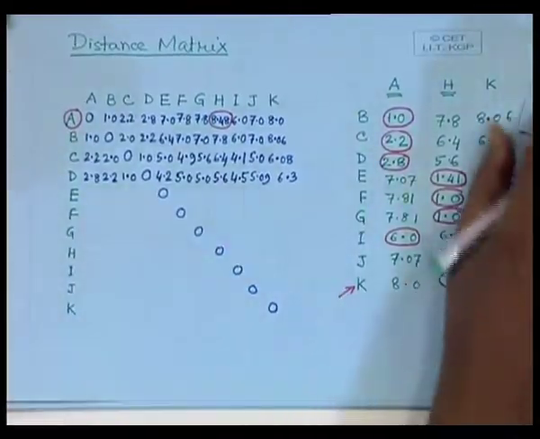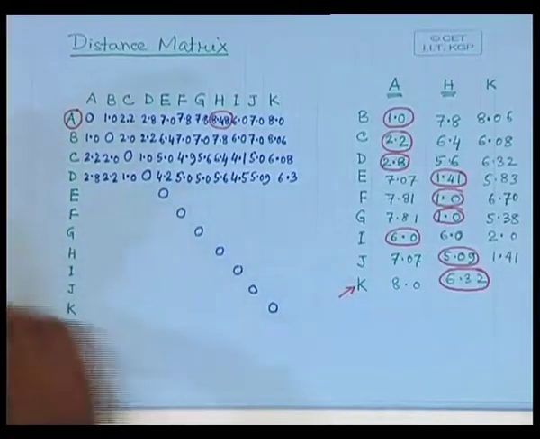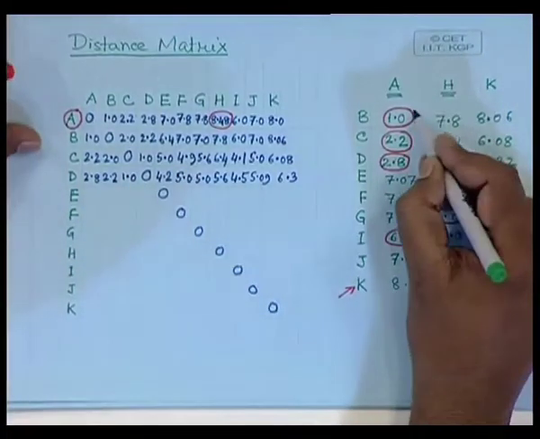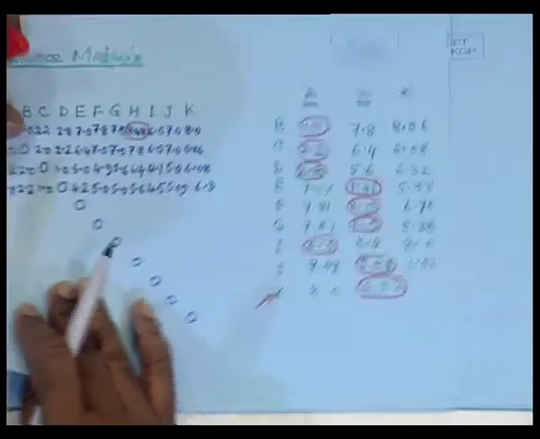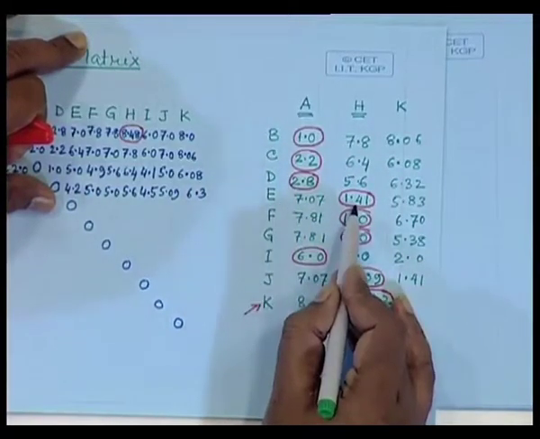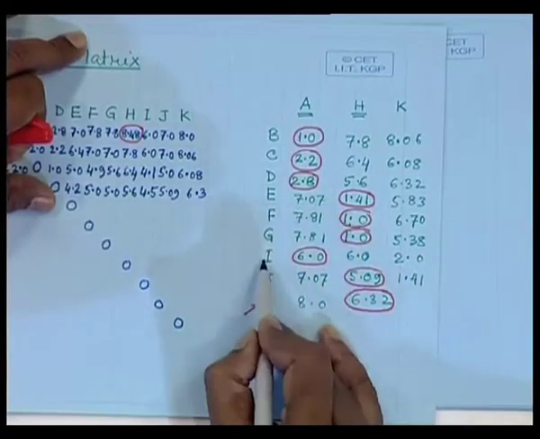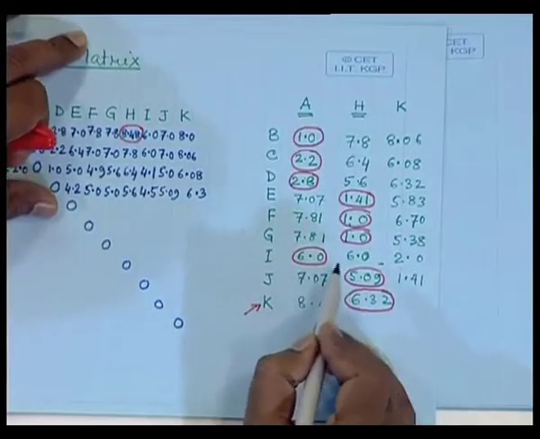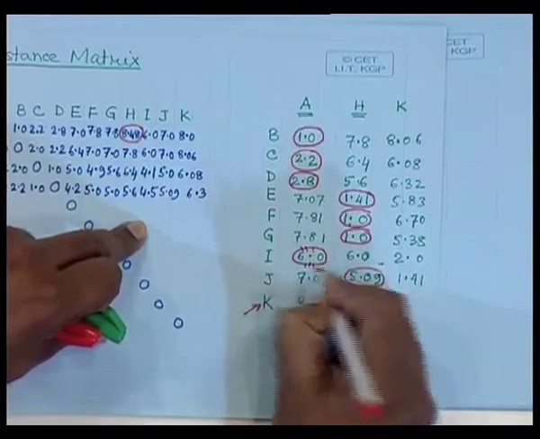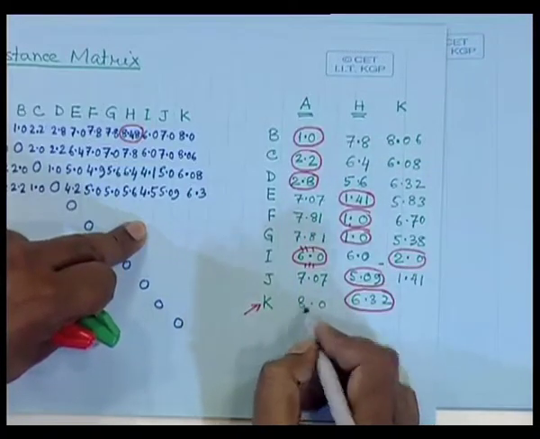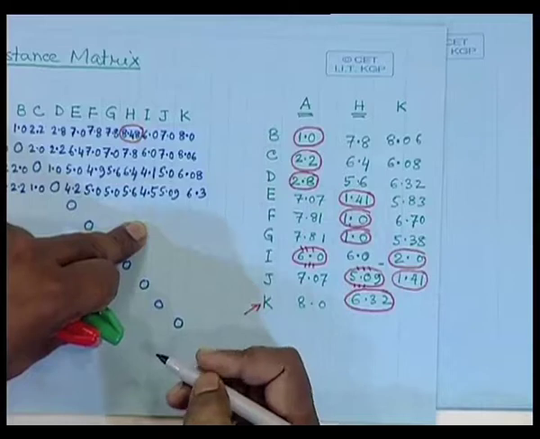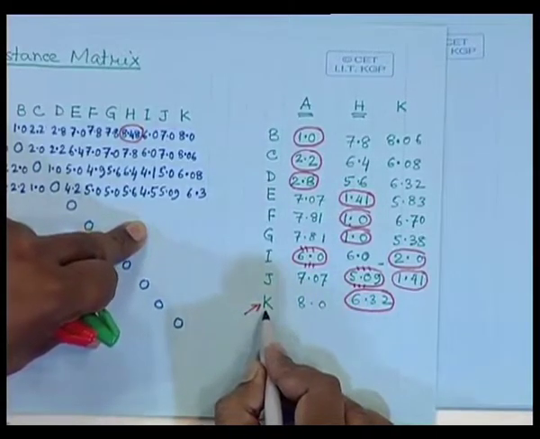Now, once I have all these different distances, again I take the minimum for each point. In the first case the minimum remains 1.0, the minimum of all these three distances. In the second case the minimum remains 2.2, in the third case 2.8, here 1.4, here 1.0, and here also 1.0. Here, 6.0 is no more the minimum distance, the minimum distance is 2.0. Similarly, over here the minimum distance is 1.41. This is no more important because K has already become a cluster center.